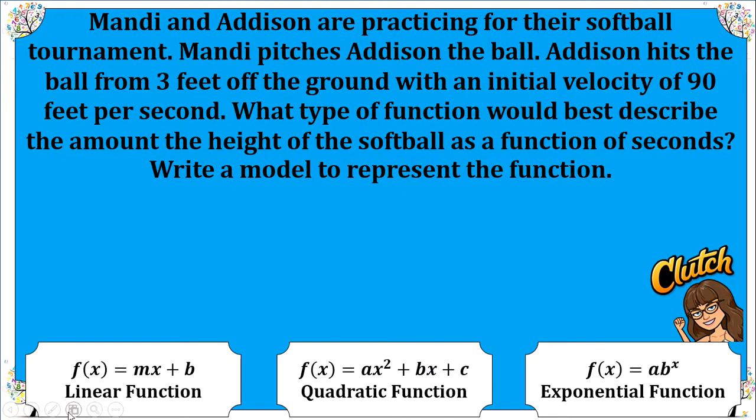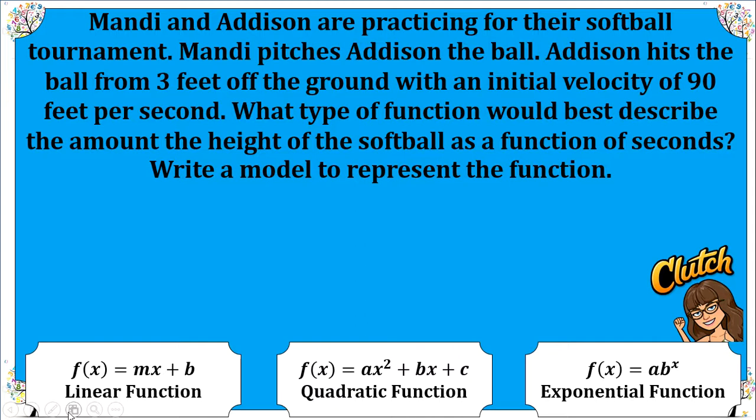Mandy and Addison are practicing for their softball tournament. Mandy pitches Addison the ball. Addison hits the ball from 3 feet off the ground with an initial velocity of 90 feet per second. What type of function would best describe the height of the softball as a function of seconds?